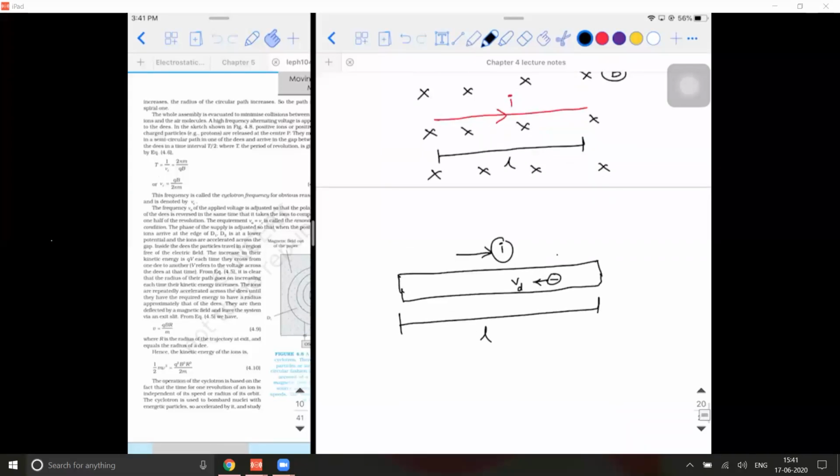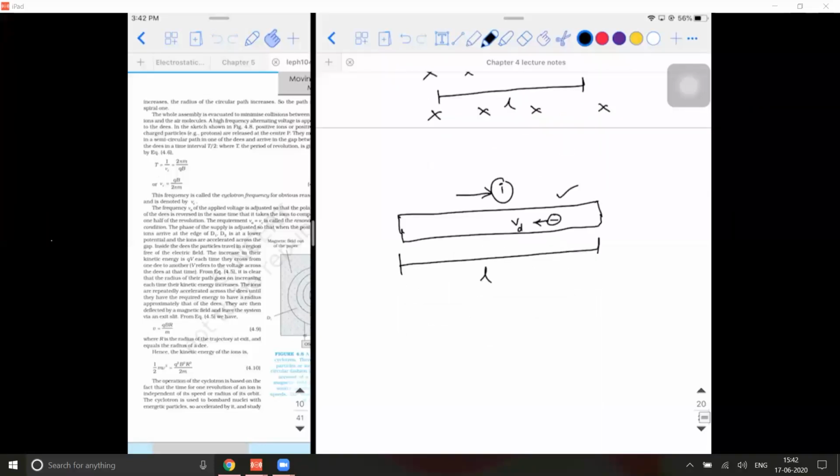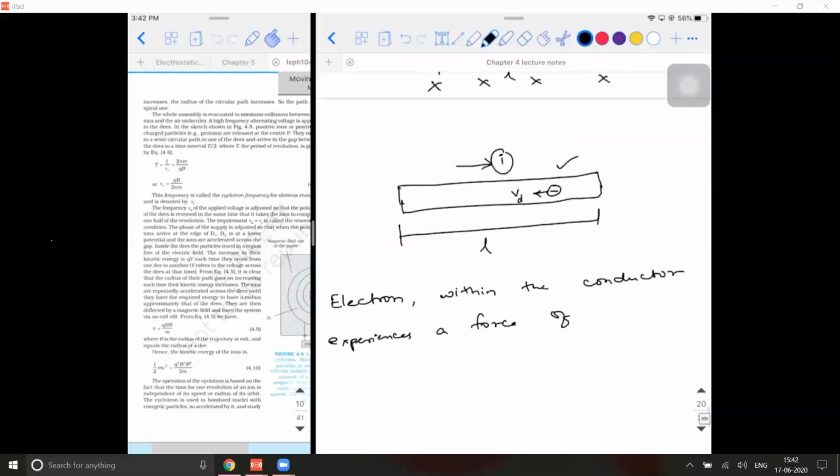Now, what will happen when a charged particle is moving within the conductor, in the external magnetic field? That was our previous topic. When charges are moving in the external magnetic field, what will happen to them? They start experiencing a force. Very good. So they start experiencing a force of how much value? So the electron within the conductor experiences a force of how much value?